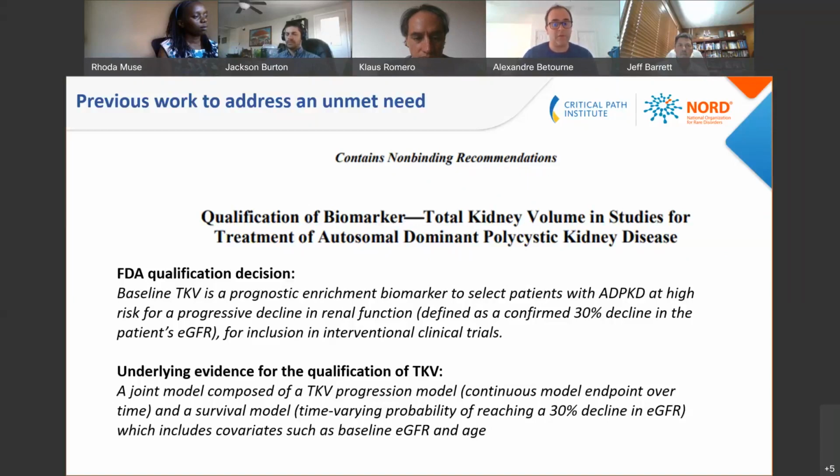The second aspect is the work that we do internally, such as the tools that Rhoda presented today. These clinical trial simulation tools that we are developing are going to be available to the scientific community and clinicians for use in their clinical trials. Awesome. Thanks, Alex.